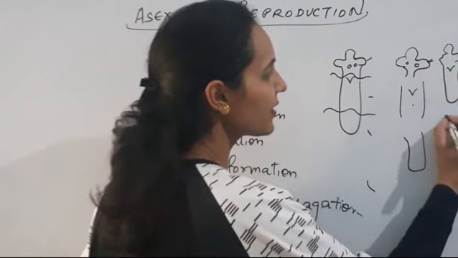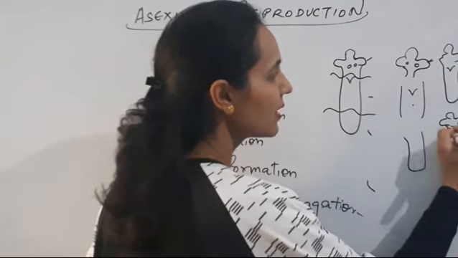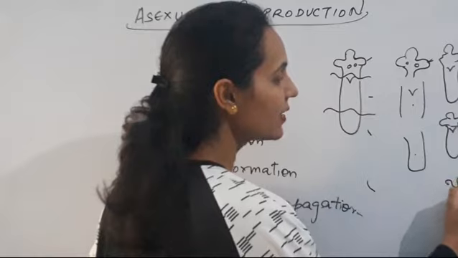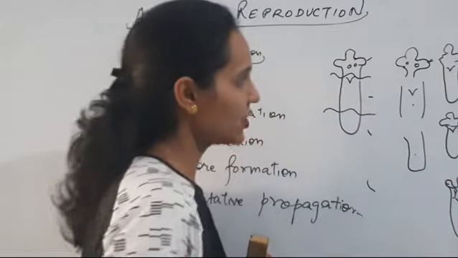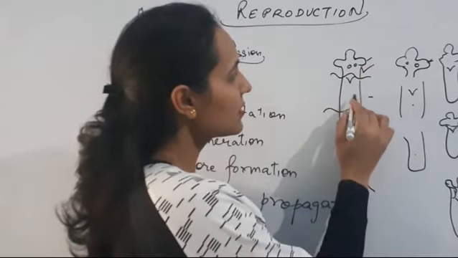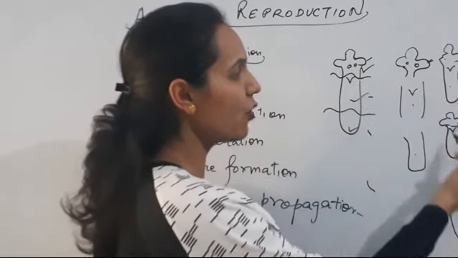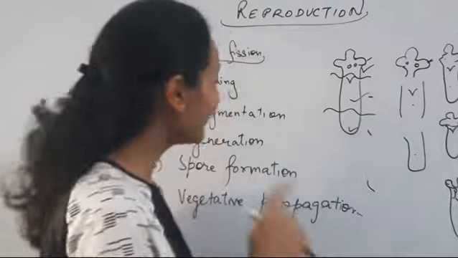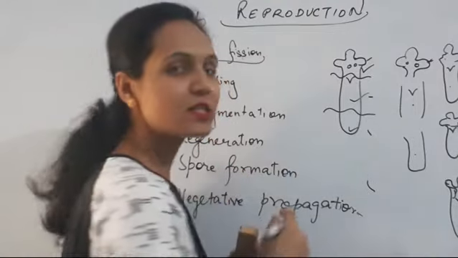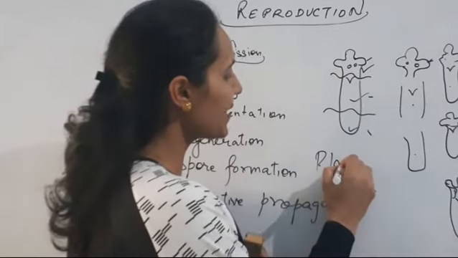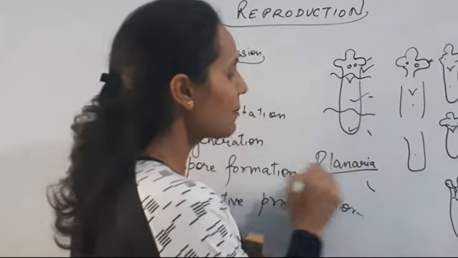Then this part will generate the head portion, right? And this part will generate the head and the thorax region if you talk about the regeneration. So see, the first part, second part and third part, they formed their lost part, and that is known as the regeneration. Clear? So regeneration occurs in the lower organism. Example is planaria.